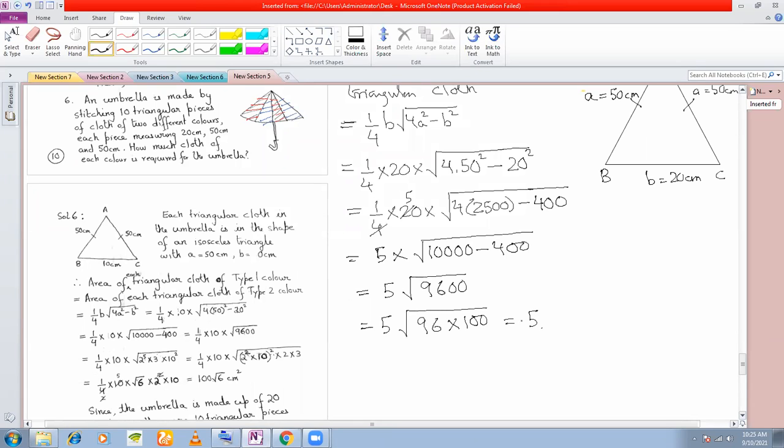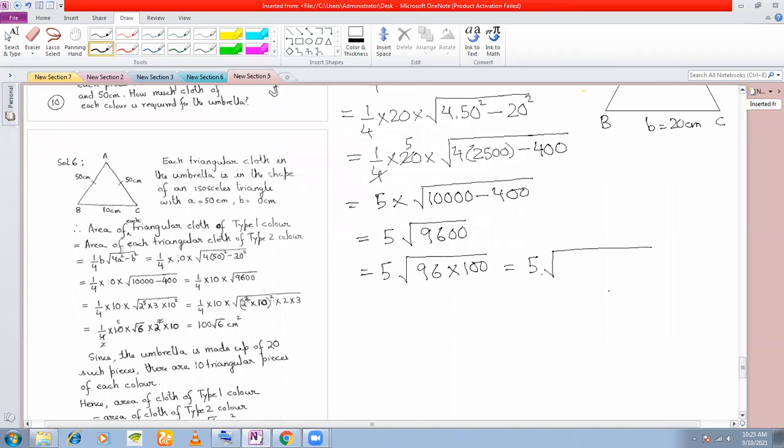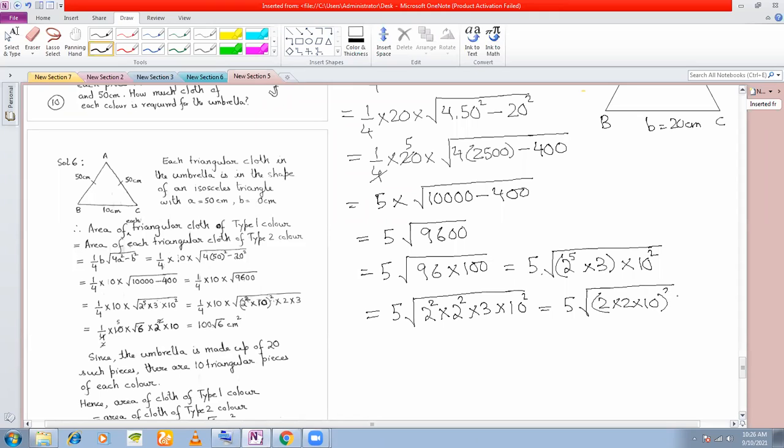Now prime factorize 96. I think this is 2 to the power of 5 into 3. This is the prime factorization of 96. And 100 you write as 10 square. So 5 square root, 2 to the power of 5 you write as 2 square into 2 square into 3 into 10 square. Now you take the squares together.